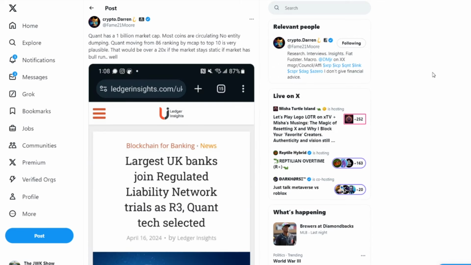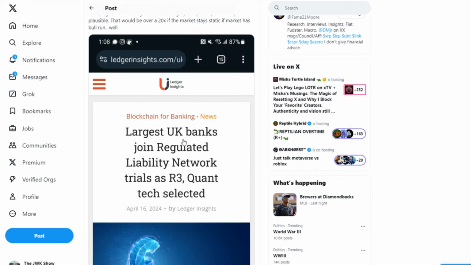And talking about the ISO tokens, we have Quant as well, a $1 billion market cap. Most coins are in circulation. No entities are dumping. And we could see Quant moving from 86 on CoinMarketCap to a top 10. That is very, very possible. A 20X is definitely possible, as we have the largest UK banks joining Regulated Liability Network trials, as R3 and Quant are selected. We have the largest UK banks using both XRP and Quant through R3.